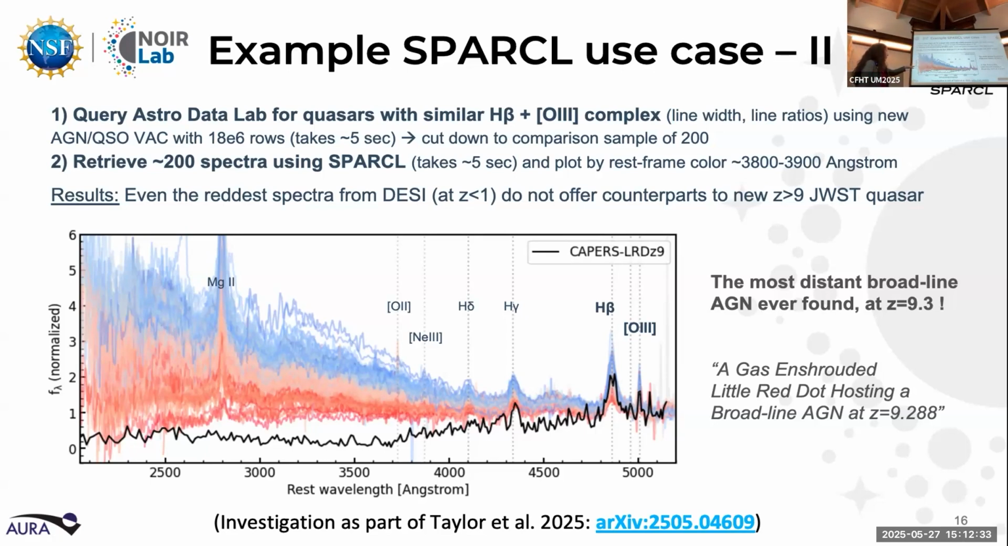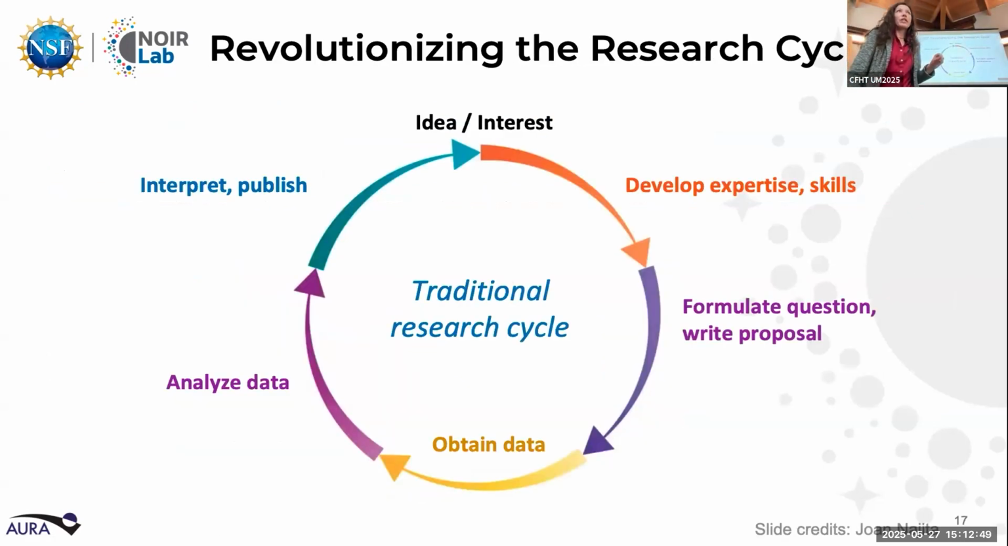But the result of this comparison is that even the reddest spectra in DESI don't even look like the high redshift ones. So there's no analog. There's nothing like it as far as you can tell here at lower redshift. What does it mean? Stay tuned. I don't know. Okay, so this is my last 10 seconds.